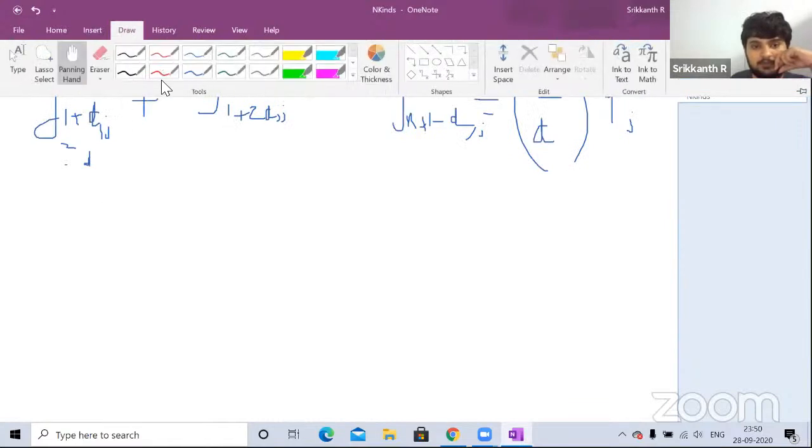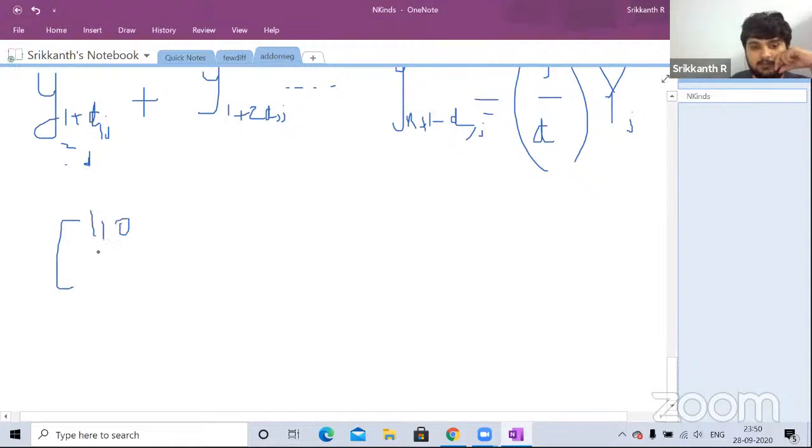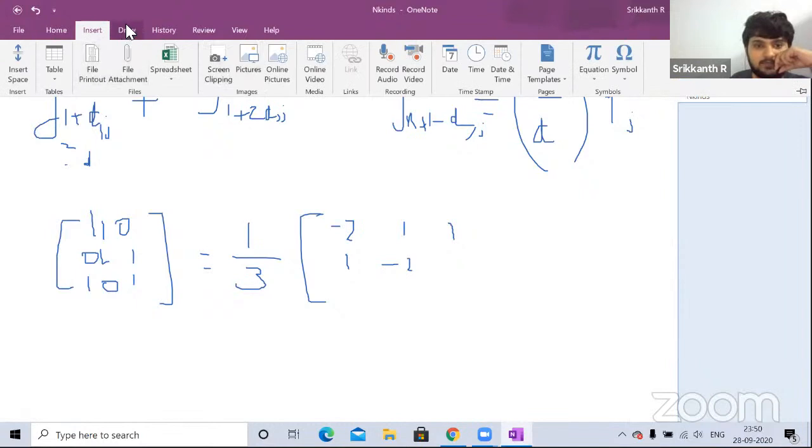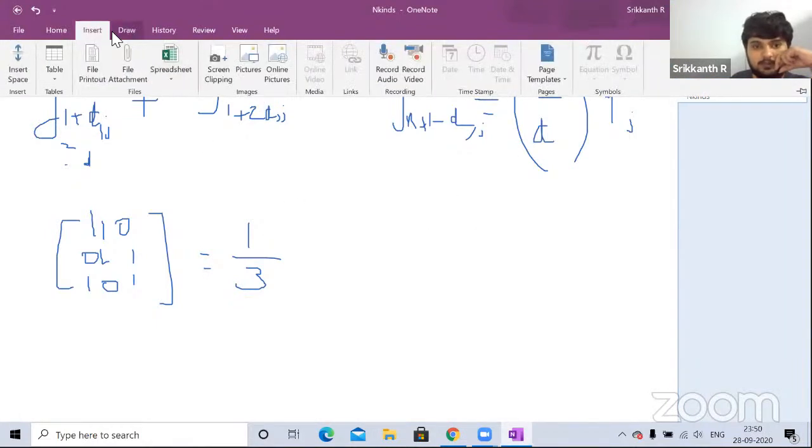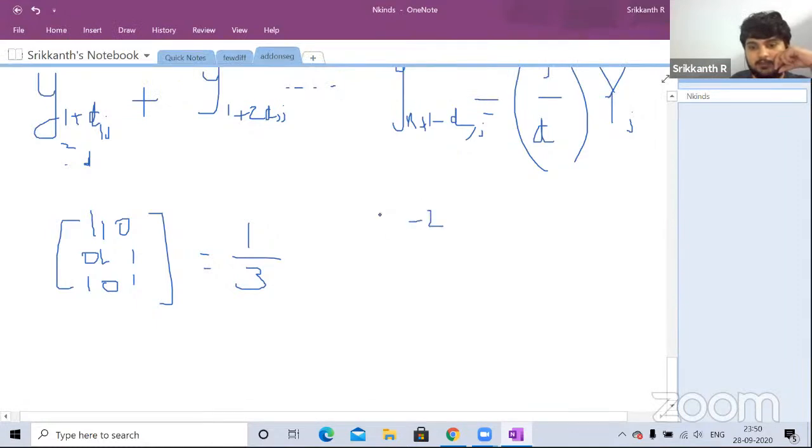Versus this guy, for example, 110, 011. This matrix will be something like 1 by 3 times, so there'll be some minus 2's here and 1's. So only minus 2's and 1 will be here. The order kind of messed up here. So I think it starts out with minus 2 here, something like this. I may be wrong here, but I recall the matrix is something like this.